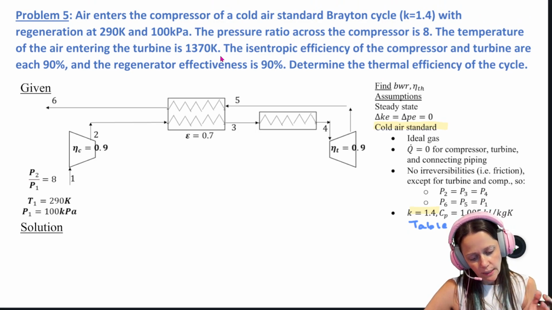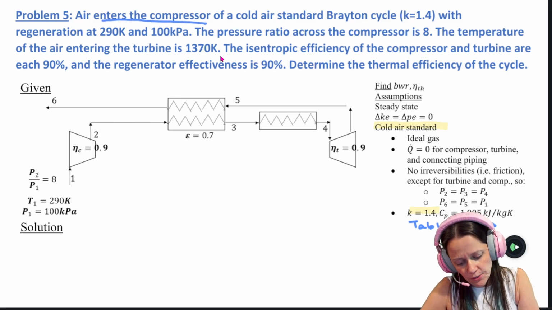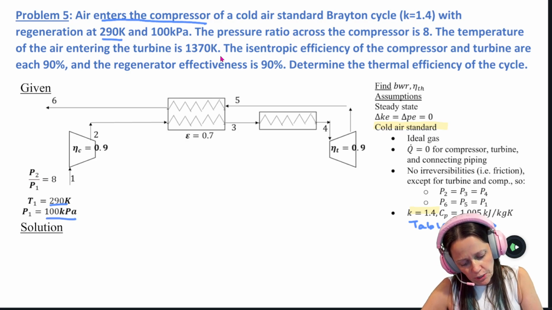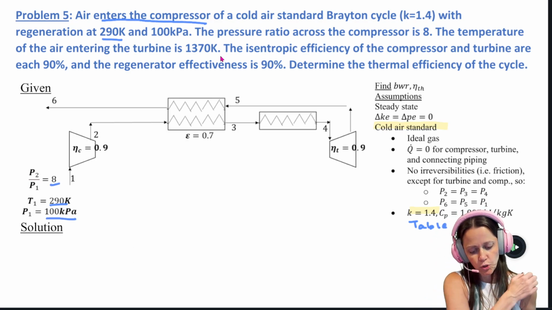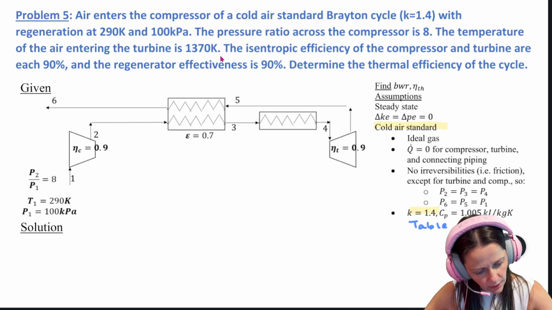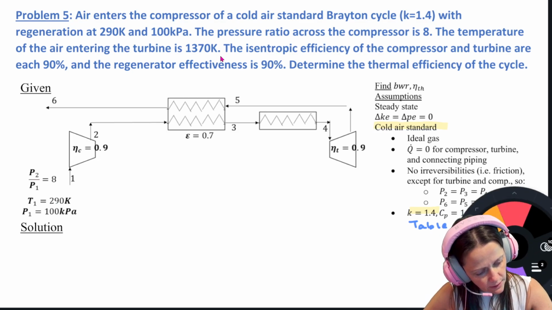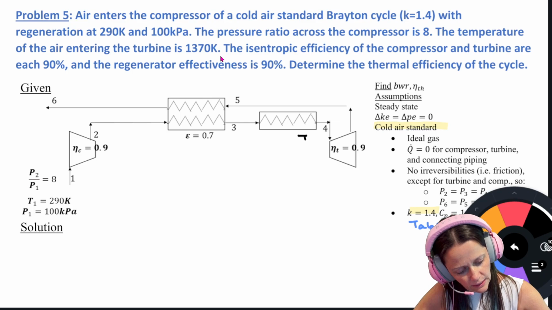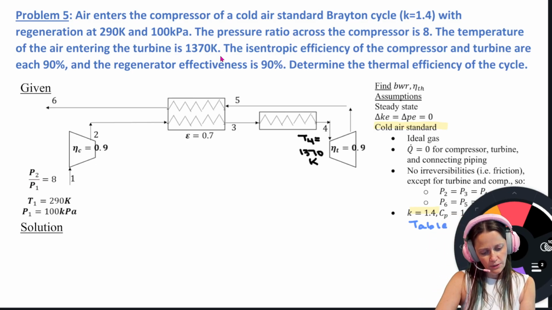The air enters the compressor at 290 Kelvin and 100 kilopascals. The pressure ratio is 8. The temperature of the air entering the turbine is one thing that is not on there, so we should put that on there. The temperature of the air coming in at T4 is 1370 Kelvin. That's not on our table or on our diagram there.